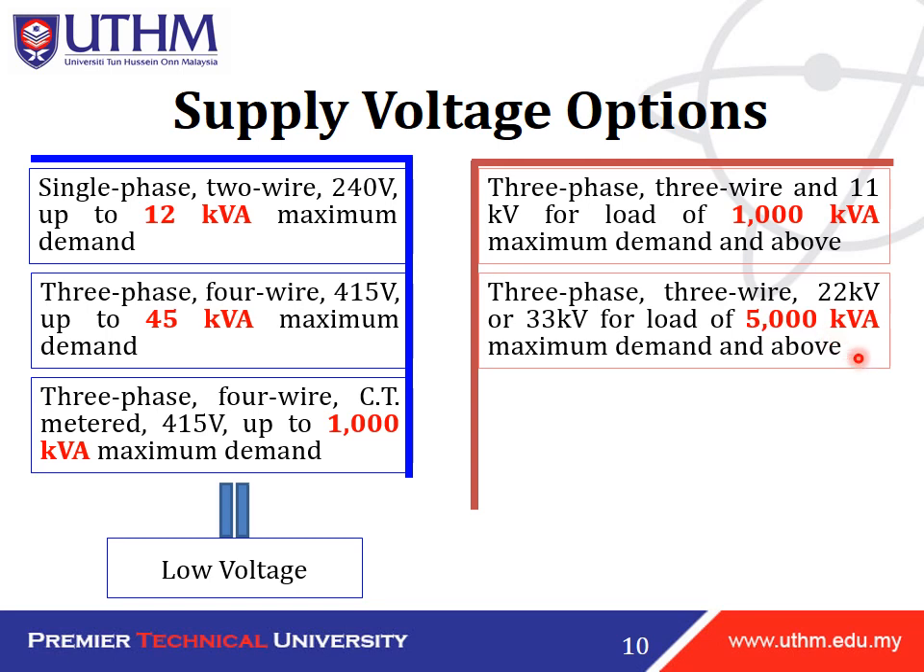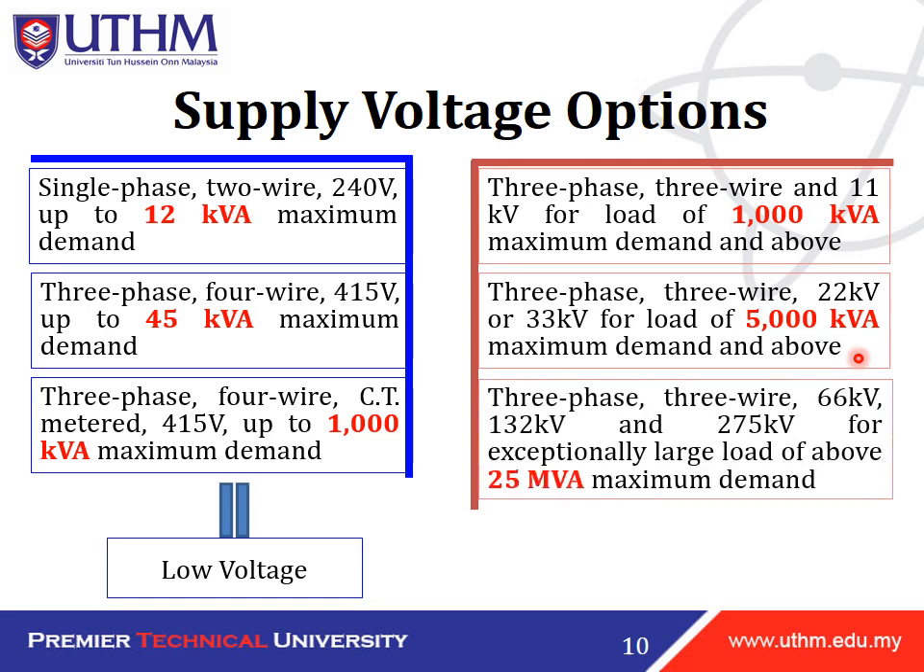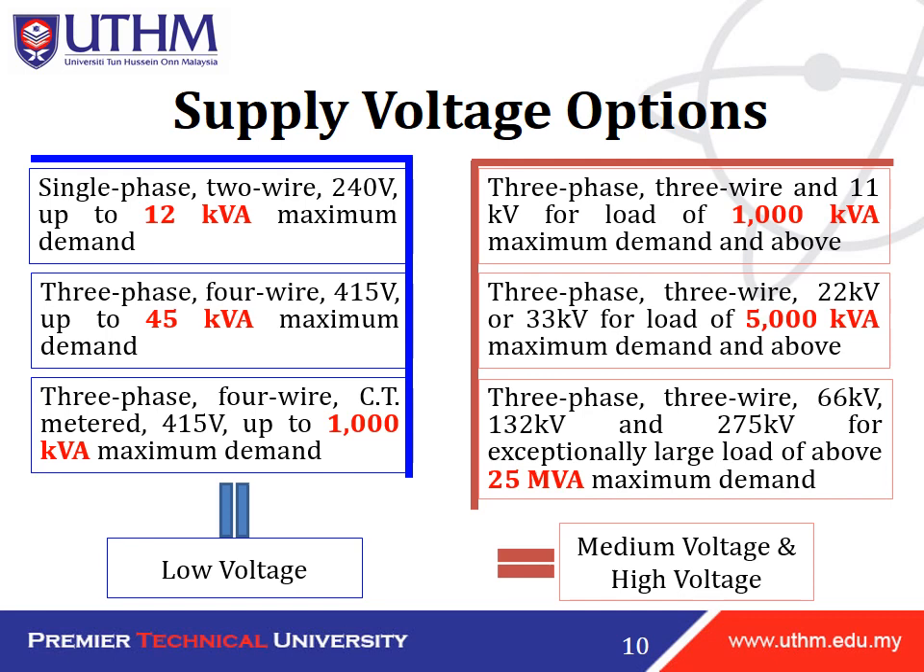And then we have 3-phase 3-wire 11 kilovolt for load of 1000 kVA maximum demand and above. And then we have 3-phase, 3-wire, 22 kV or 33 kV for load of 5000 kVA maximum demand and above. And then we have 3-phase, 3-wire, 66 kV, 132 kV and 275 kV for exceptionally large load of above 25 MVA maximum demand. So this is the characteristic of medium voltage and high voltage.